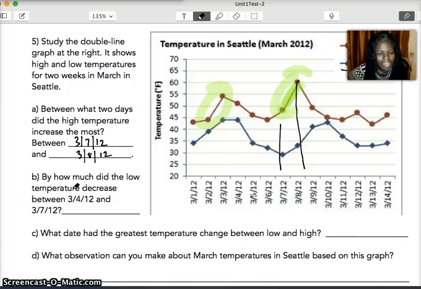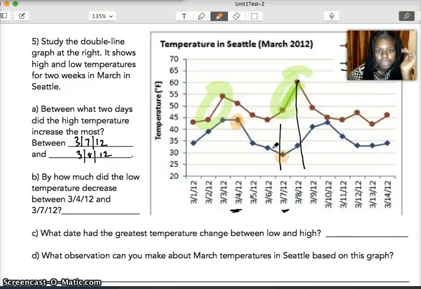The next one: by how much did the low temperature decrease between the 4th and the 7th? They're asking me to go to the 4th and the 7th, and what I'm looking at now, I'm going to highlight in orange, is the low temperature between the 4th and the 7th. So here is this drop. How much did it decrease?